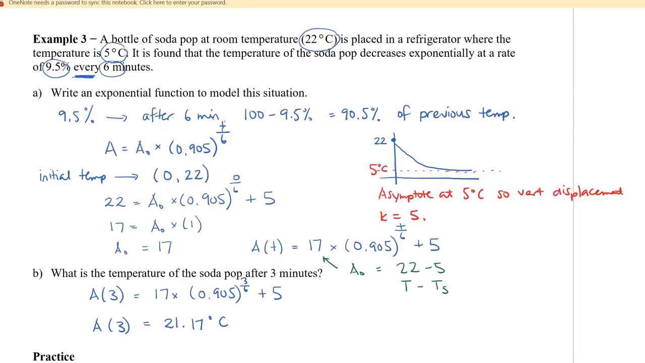This should make sense because it drops by 9.5%, and 9.5% of 22 is 2.09 degrees. So half of that should drop about 1 degree. Now remember, it's not linear, so I'm just saying approximately 1 degree. So it's 22 degrees, it drops approximately by 1 degree because it's 3 minutes instead of 6 minutes. Therefore it's about 21 degrees, which is now 21.17 degrees Celsius if we follow an exponential curve.